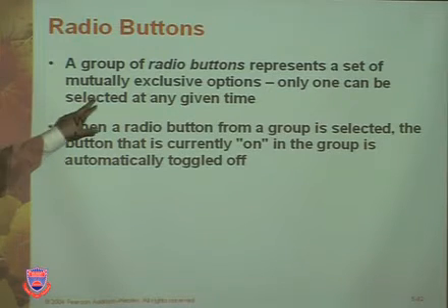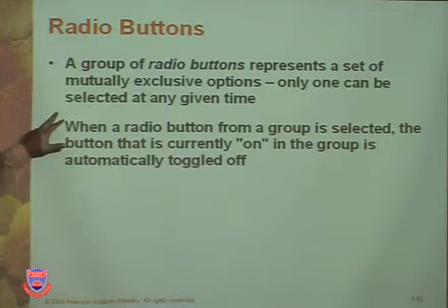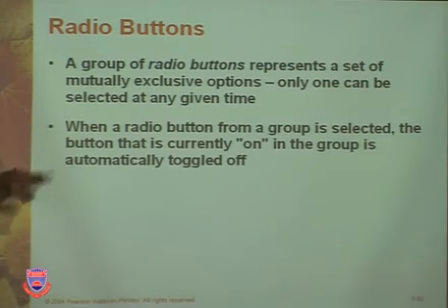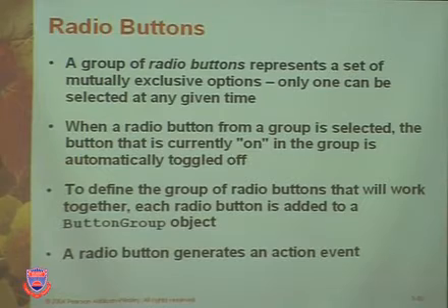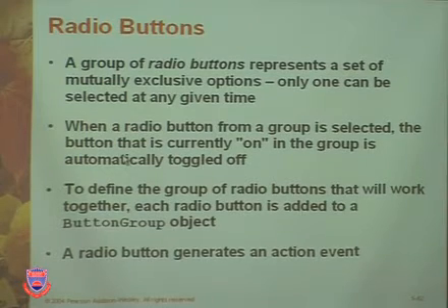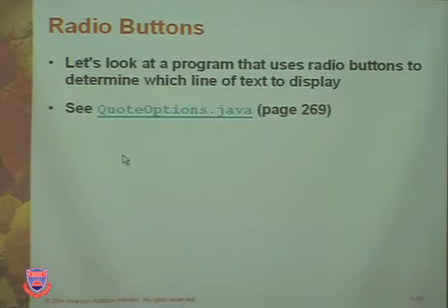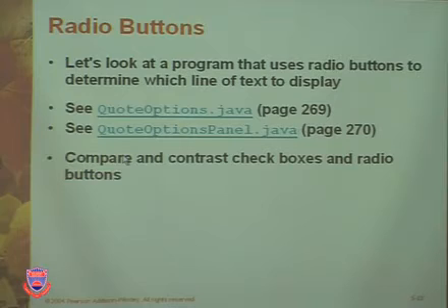So you have only one that is selected at a certain time, and when a radio button from a group is selected, the button that is currently on is going to be switched to the off state. To define the group of radio buttons, you have a ButtonGroup object which is going to collect those buttons. I will show you the example shortly. Code options.